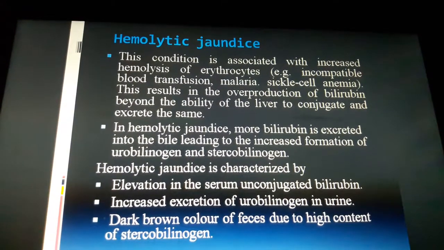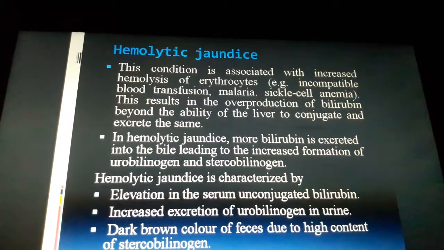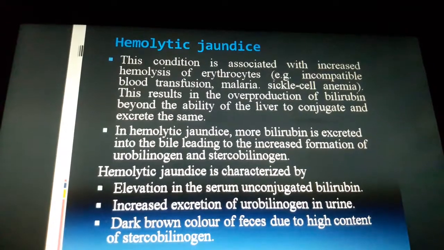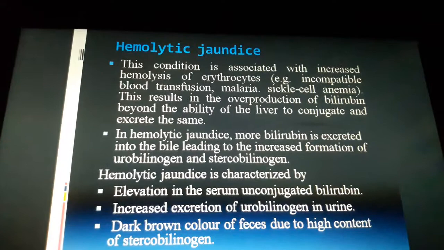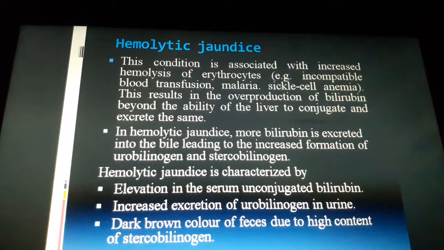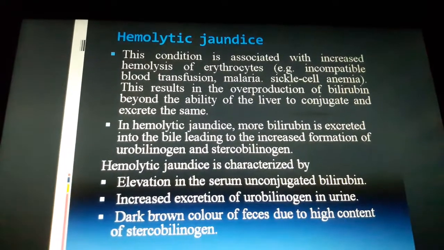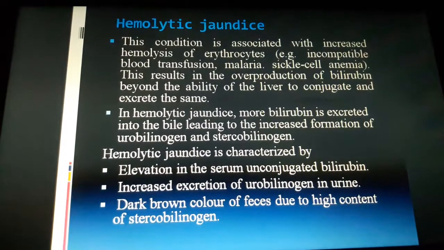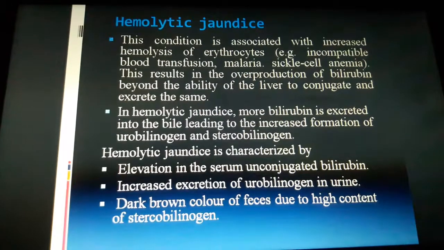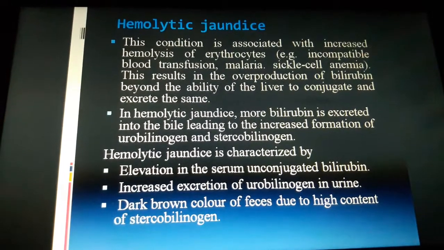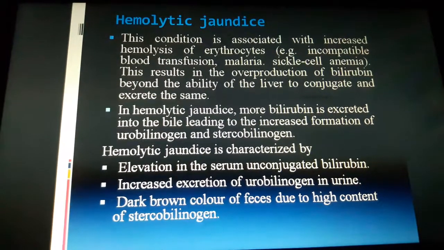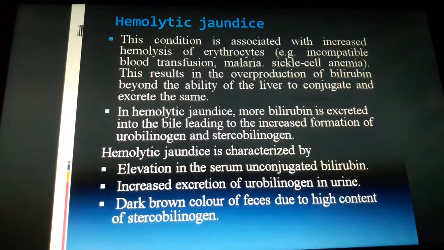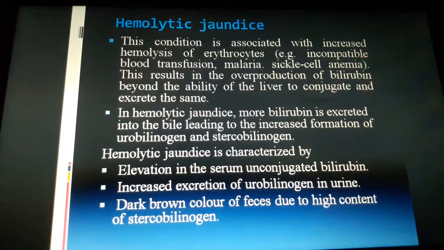First of all, hemolytic jaundice. This condition is associated with increased hemolysis of erythrocytes. Examples: incompatible blood transfusion, that is mismatching blood group, where cross agglutination occurs and RBC destruction is high. Then malaria and sickle cell anemia. And this results in the overproduction of bilirubin beyond the ability of the liver to conjugate and excrete the same.